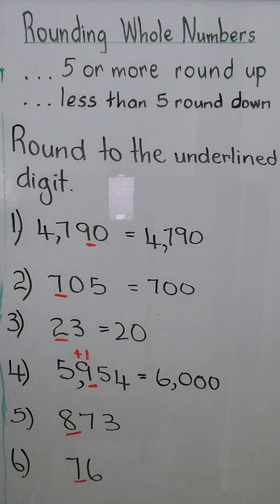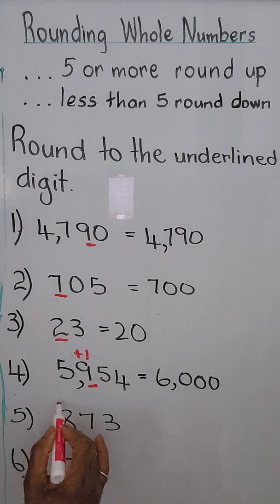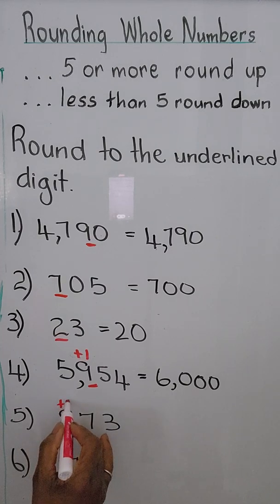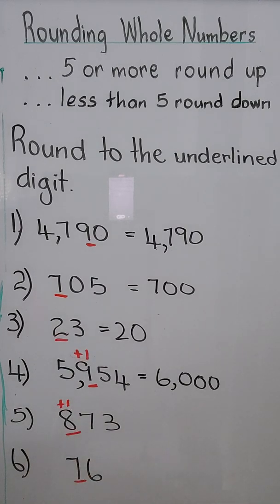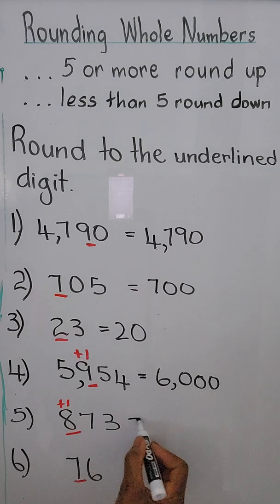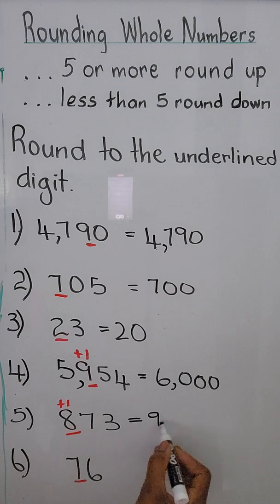873, we're rounding to the nearest 100. The rounding number is 8. The number following is 5 or more, so we're going to add 1 to the rounding number. And that equals 900.